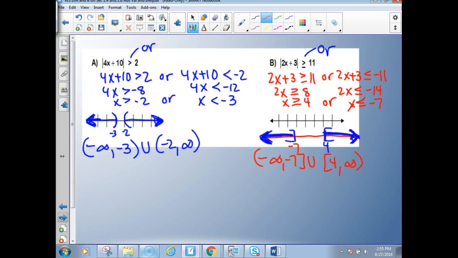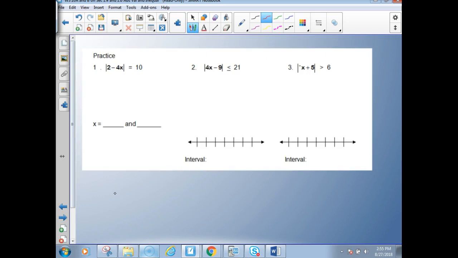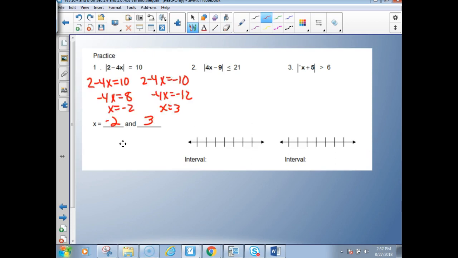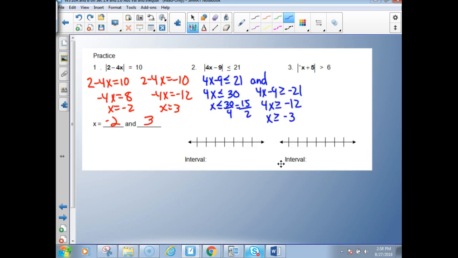Okay, I'd like you to try the next 3, and then we'll check them, please. Okay, should be done with that first one. You can pause if you're at home looking at the video, but you should have a -2 and a +3 for the first answer, and that's it. If you were to graph that, that's just 2 answers, 2 dots. Okay, go for the next couple.